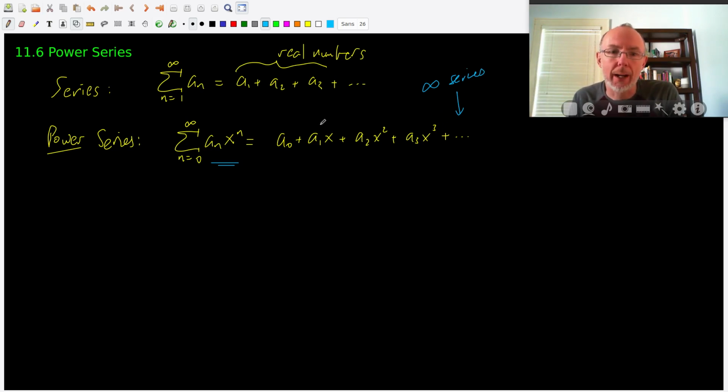But now we're going to have to answer that in terms of, well, it's going to depend on the a's, obviously, just like it did, but now it also depends on these x values. What x values are allowed for convergence? So let's just do an example and see what happens.